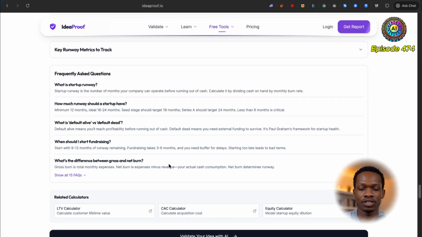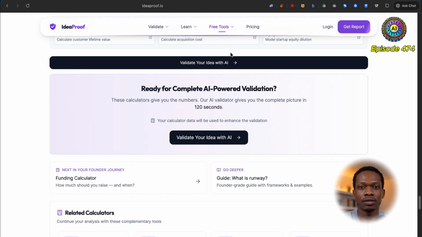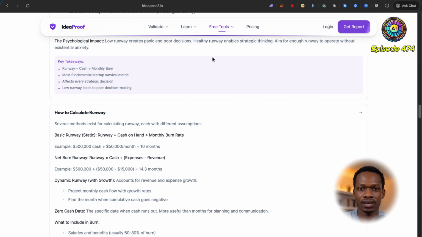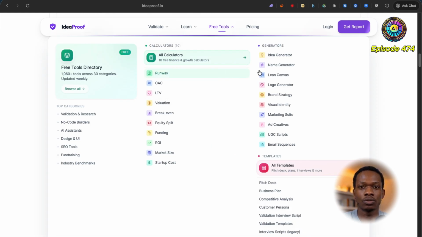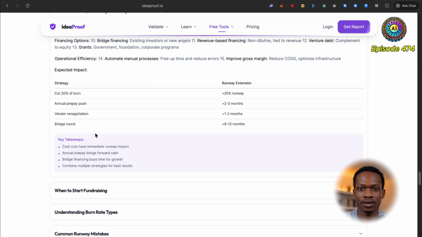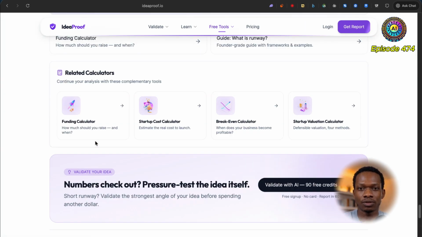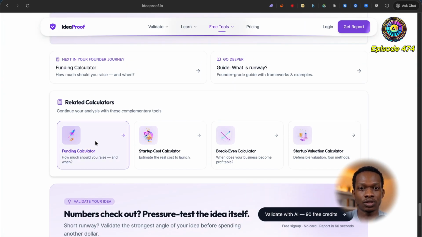I'm not going to go through each and every one of these FAQs, but as you can see, there are other related calculators here like LTV, CAC, and equity. So you can even validate your idea using the IdeaProof here. So they have quite a lot of free tools, as you can see. Definitely check it out. I think IdeaProof is a great hub to go to just to validate any sort of idea. We'll start making calculations around your startup costs and projected revenue. So definitely check it out if you think it would be useful for you.